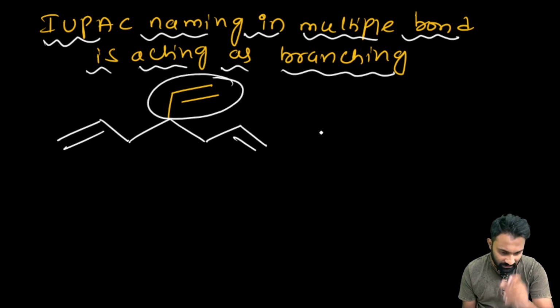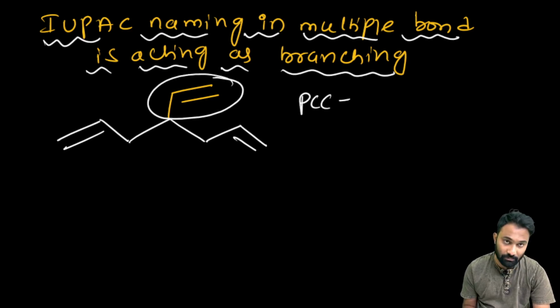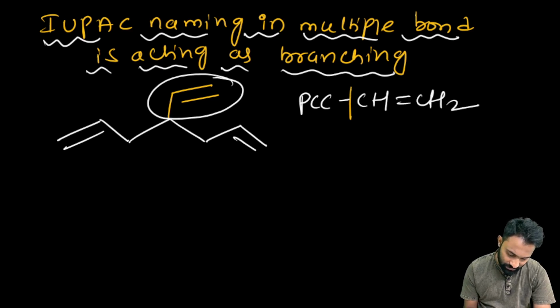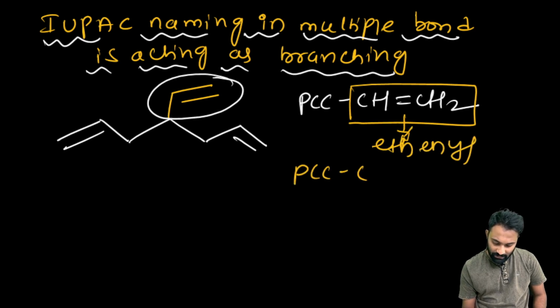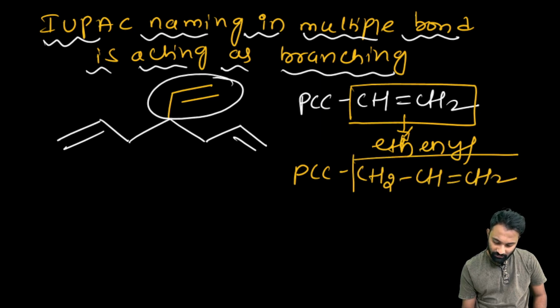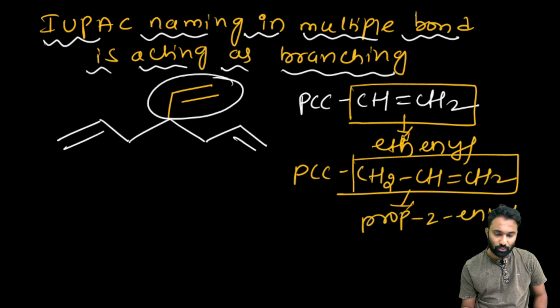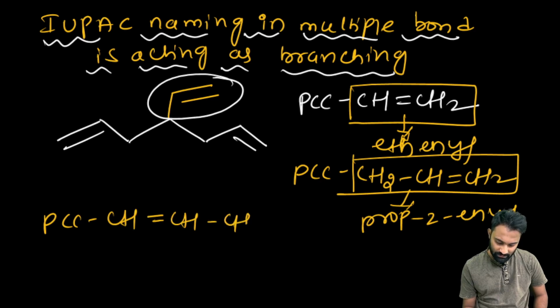I already explained this very clearly. CH double bond CH2 is ethene. From this ethene, if one hydrogen is removed, it becomes ethenyl. If the parent carbon chain here is CH2 and one double bond is given, then this naming becomes prop-2-enyl.